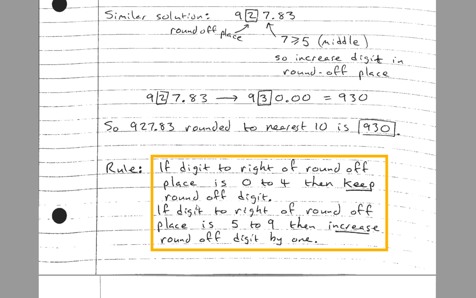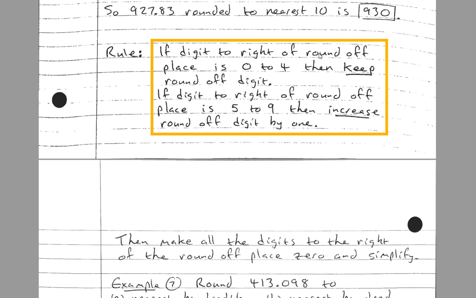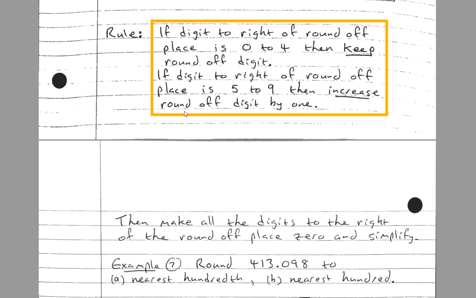All right, so there are two options. Either your round-off digit stays the same, or it goes up by 1. So it never goes down. Either it stays the same or increases by 1, just those two options. Once you've figured out the round-off digit, make all the digits to the right of that 0, and then simplify, eliminate any insignificant zeros. All right, so that's the plan for rounding.